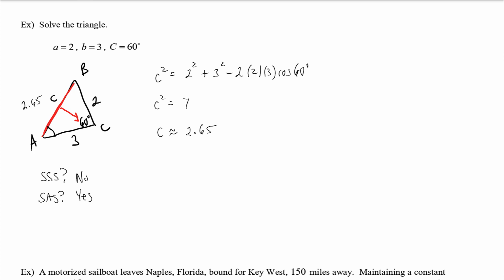But I still don't know this angle or this angle. Okay, well, I know the law of cosines applies, so I'm going to use it. So doing the law of cosines again, let's do angle A. So A is opposite side 2, so it'd be 2 squared equals 3 squared plus 2.65 squared minus 2 times 3 times 2.65 cosine angle A. Again, just be careful, use the calculator. I'm going to subtract these from both sides.